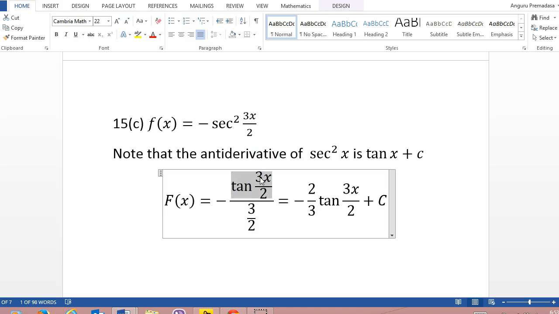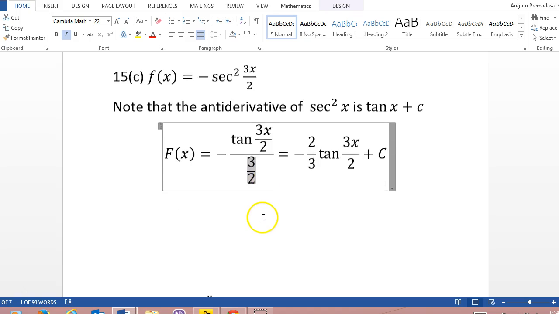But once again, if you differentiate this, you will get an additional multiplying by 3/2 factor. You need to get rid of that factor by dividing. So the answer is not just tangent 3x over 2, but tangent 3x over 2 divided by 3 over 2, and there's a minus. You can bring this over to the top, and then you have negative 2/3 tangent 3x over 2 plus c.